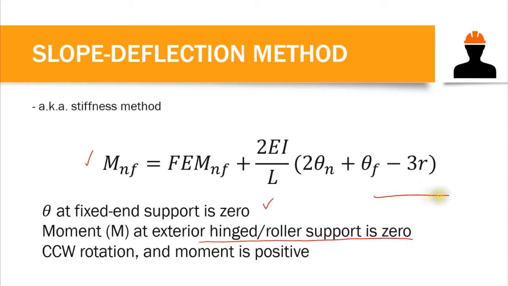So of course, if we have an exterior roller, our moment there is always equal to zero, and if we have a hinge as well, that is also equal to zero. Now, for our sign convention, we need to keep in mind that counterclockwise rotation and counterclockwise moment are always considered positive. That would be our sign convention for computing the slope deflection method. Okay, always remember that one.